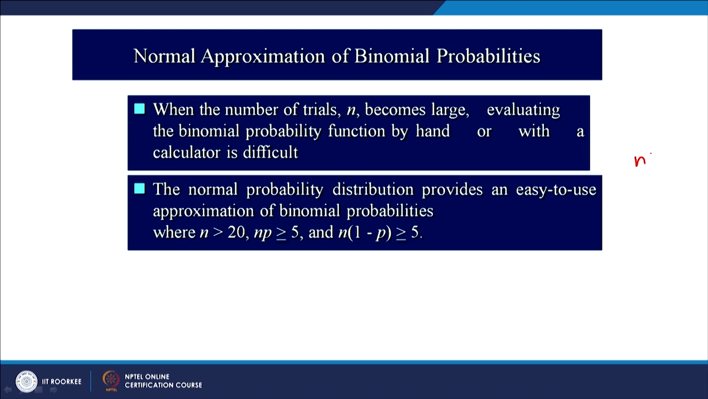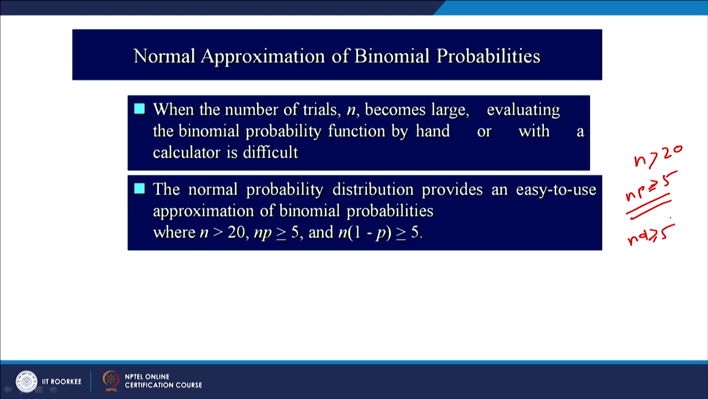So, when n is equal to or more than 20, np is equal to or greater than 5, and nq, this is nq, right. So, np greater than or equal to 5, nq greater than or equal to 5, and n greater than 20. In this situation, you can always use the normal distribution instead of the binomial distribution.